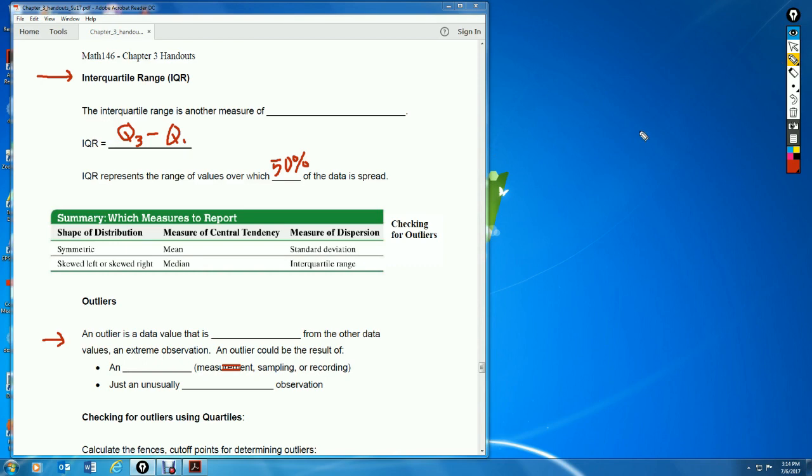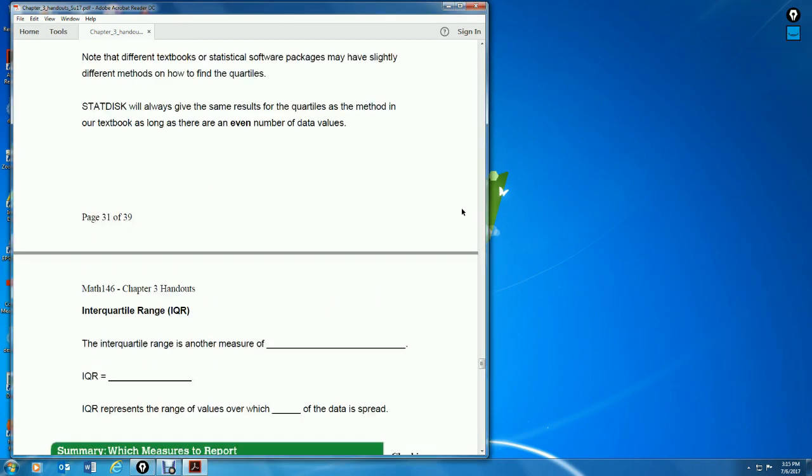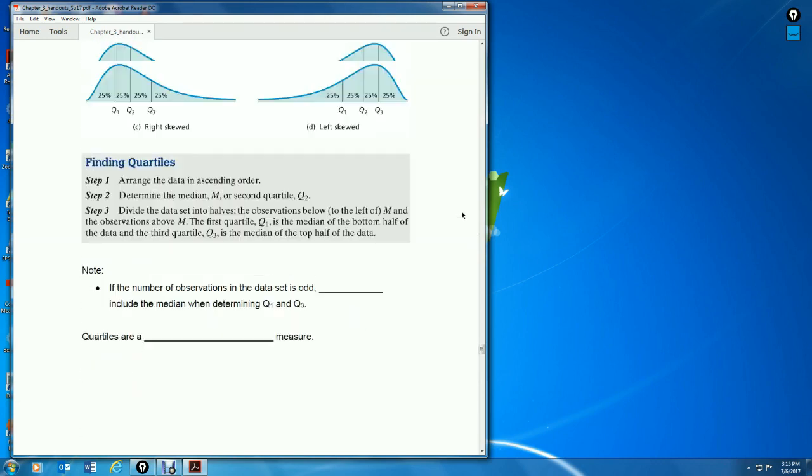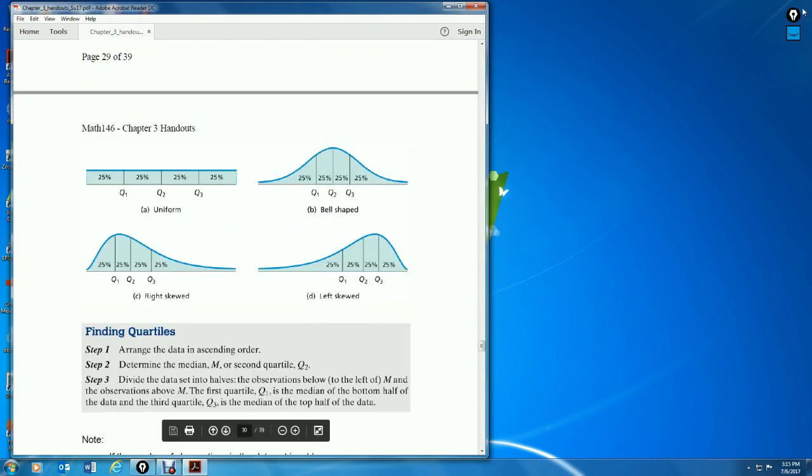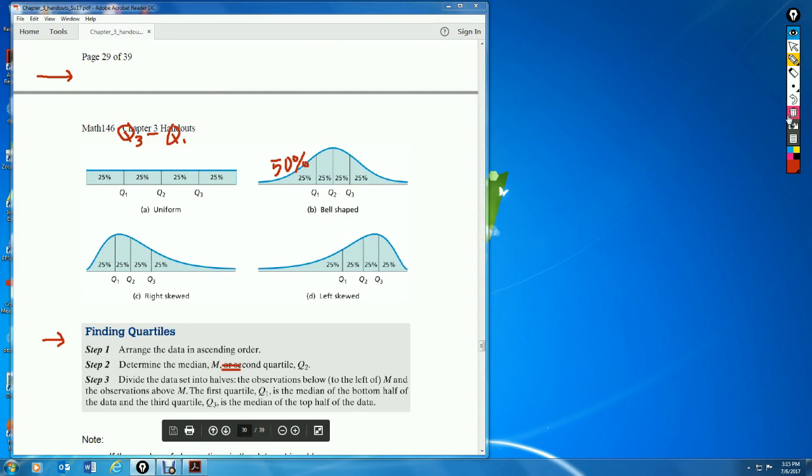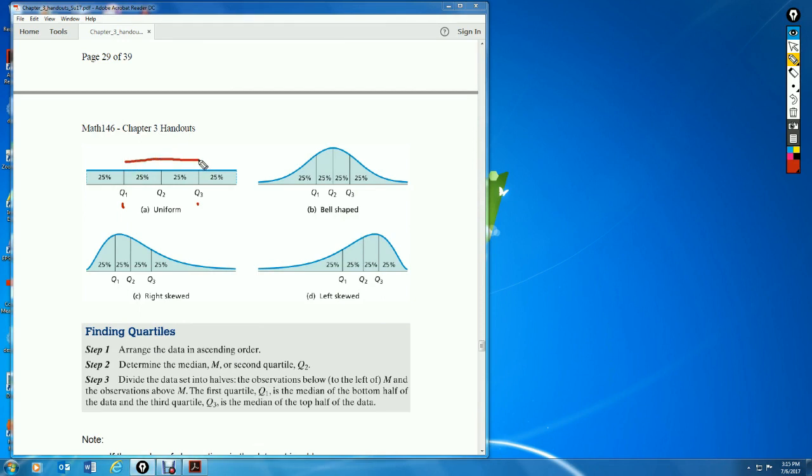All right, let me go back quickly to the graphs we had here a couple pages previously. Between Q1 and Q3, we got 50% of the data. So the IQR is literally this distance, this quantity right here between Q1 and Q3, between which we have 50% of the data.